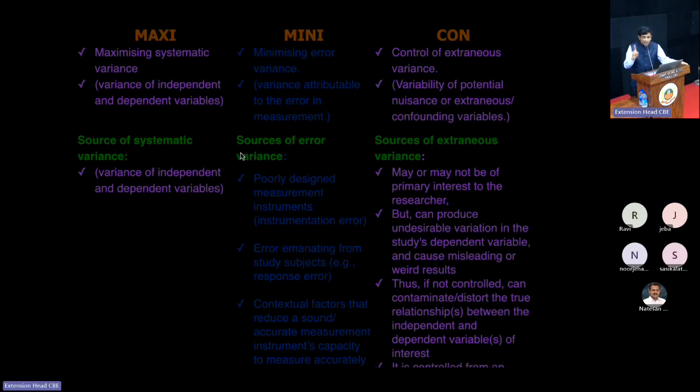Your results should be applied under similar conditions. If such results are not applicable, then yours is not genuine research. So maximize the systematic variance. You have to select good variables and minimize the error variables. Error variance means measurement should not fail. Measurement decides what?